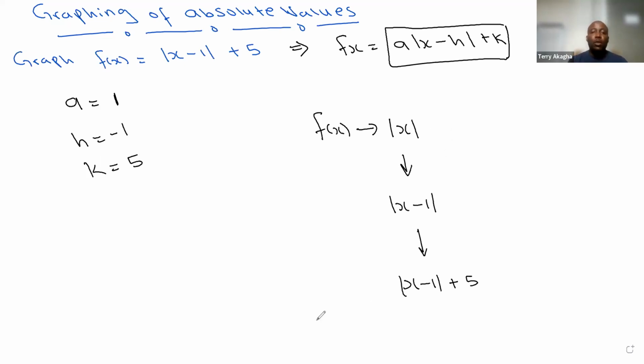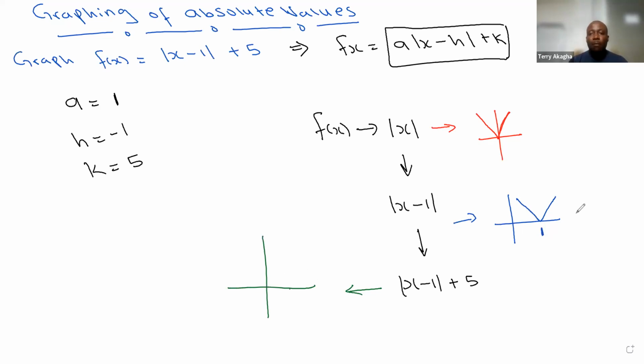So if you're sketching this, the graph was like this. Now, because it moves 1 unit to the right, this graph is going to move from this part to this part by 1 unit. Now, the next thing is, after moving 1 unit, the graph now moves upwards by 5. So from this point, the graph then moves up like this by 5 units. So this is the graph for this.